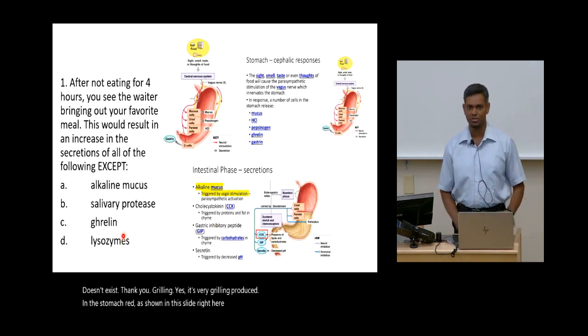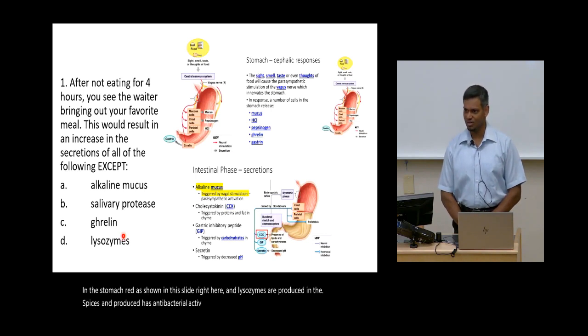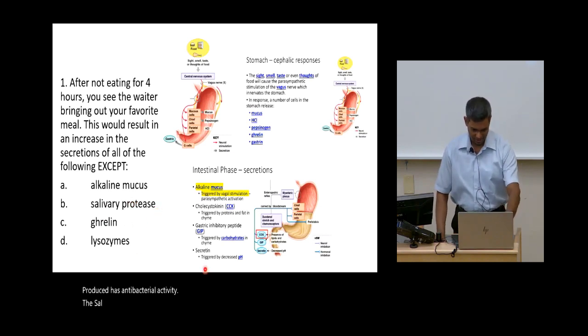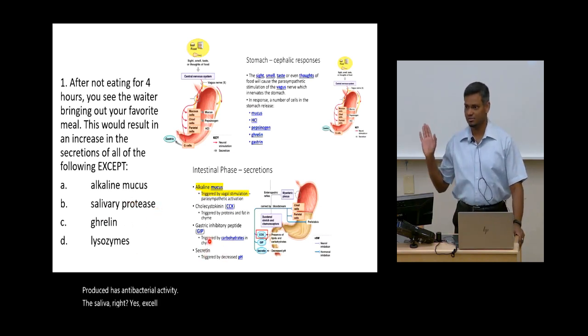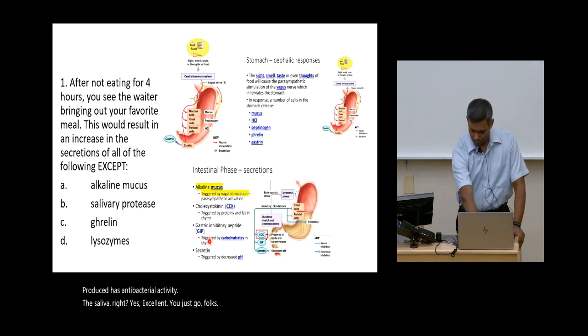And lysozymes are produced in the, where's lysozymes produced? It has antibacterial activity. The saliva, right? Yes, excellent. Is this clear, folks? Option B is the answer.